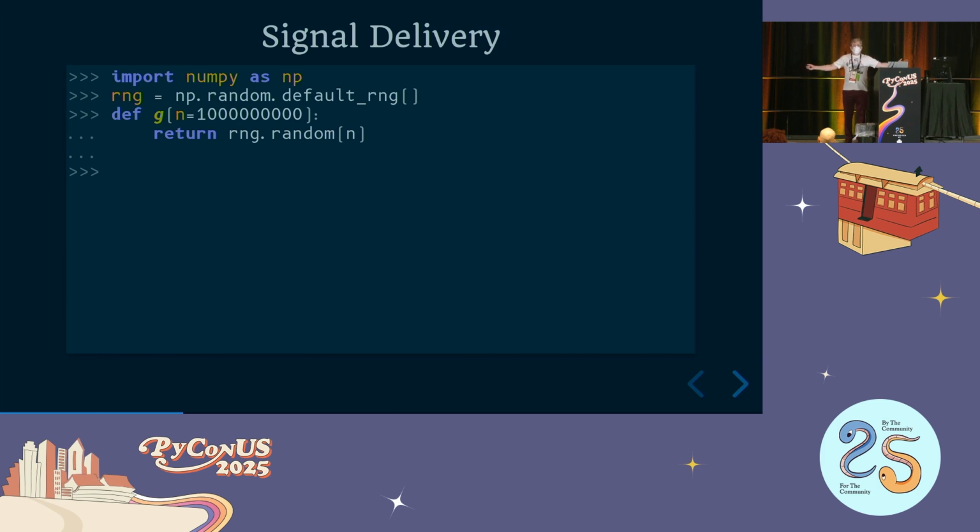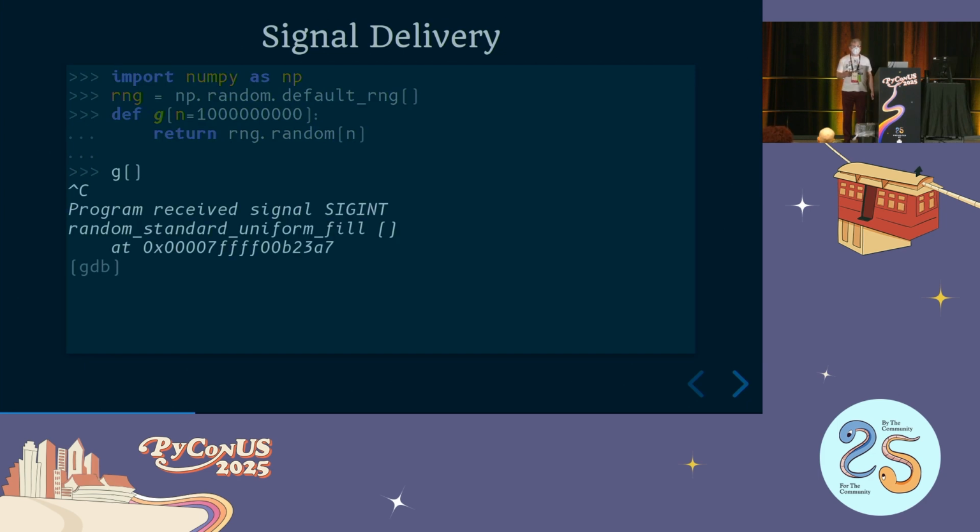So why can't the special signal handler function just raise keyboard interrupt itself at the moment of delivery? Well, to understand this, we have to look at what actually happens when a signal is delivered. So here's that random number generator function again, and I'm going to run it again and interrupt it again, but in advance, I hooked up CPython to the C-level debugger, GDB, which has intercepted the signal before CPython got to see it, told us we are in the middle of executing something called random standard uniform fill, and what would I like to do about it?